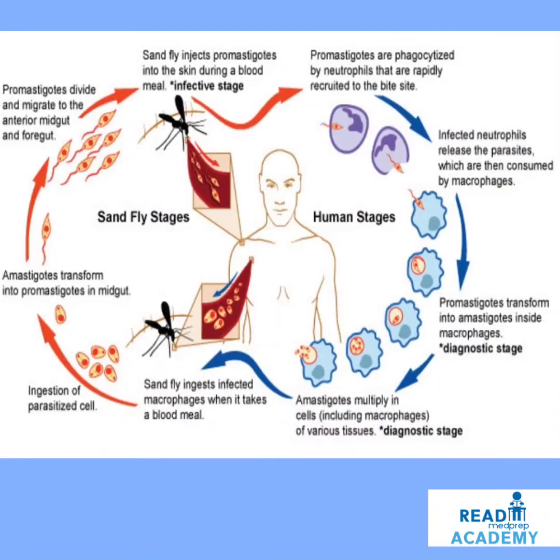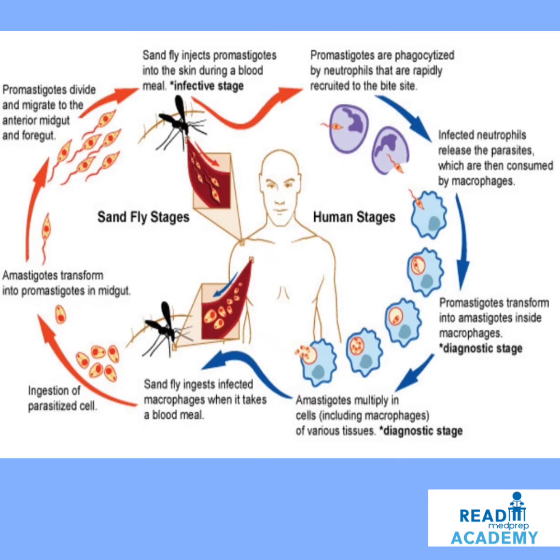Here you can see the life cycle of Leishmania. The sandfly injects the promastigotes into the skin during a blood meal, which is the infective stage. The promastigotes are phagocytosed by the neutrophils that are rapidly recruited to the bite site. The infected neutrophils release the parasites, which are then consumed by the macrophages. Promastigotes transform into amastigotes inside the macrophages. This is the diagnostic stage of the disease.